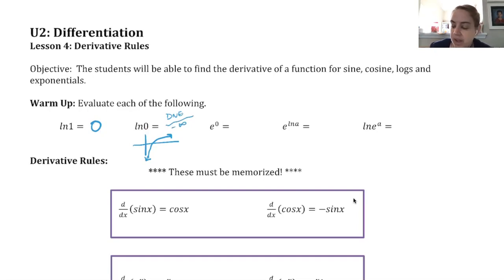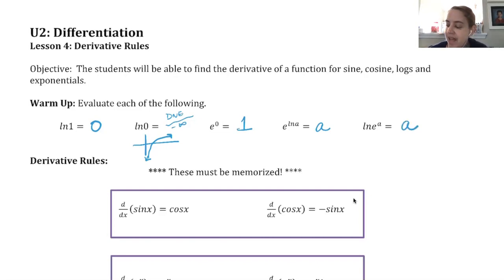e to the 0, well, anything to the 0 power is 1. e to the natural log of a, when that simplifies, will become an a. And ln of e to the a will also simplify to an a. So those are just some exponential rules to remember.